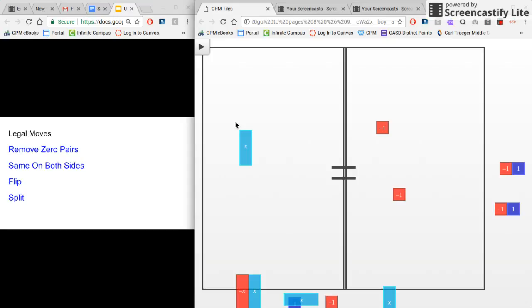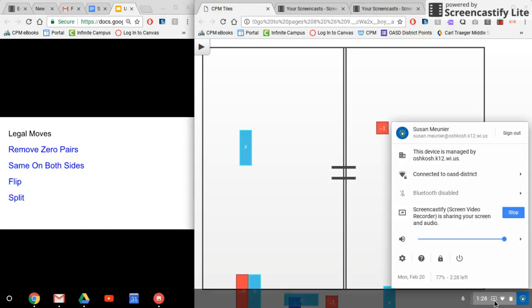And remember, what that means is, if I go back to the original equation, when X has a value of -2, then both sides of my mat are equal to each other, or they are balanced.